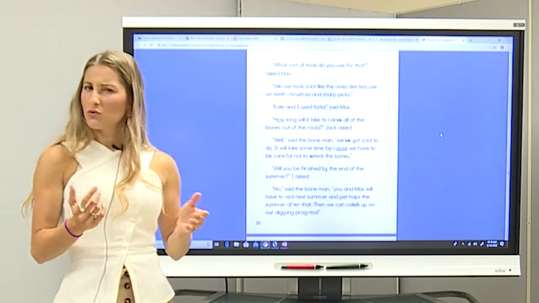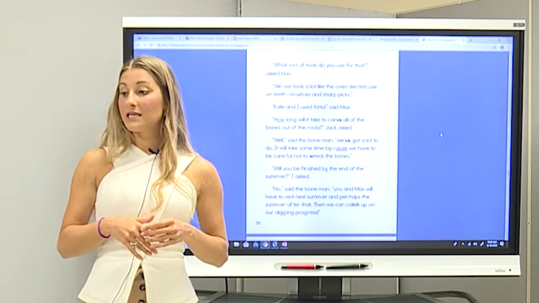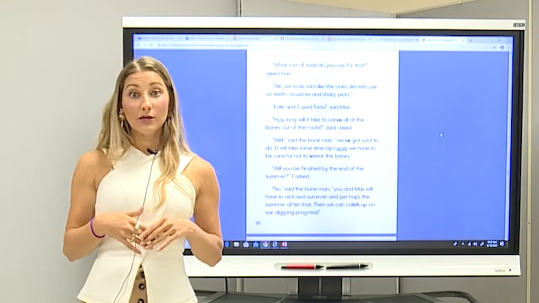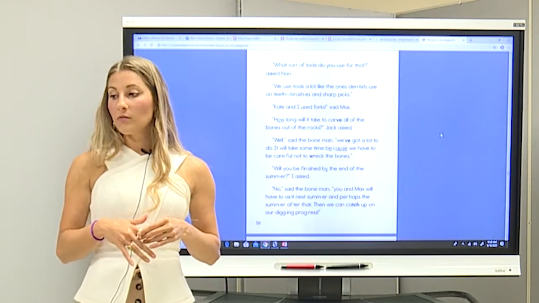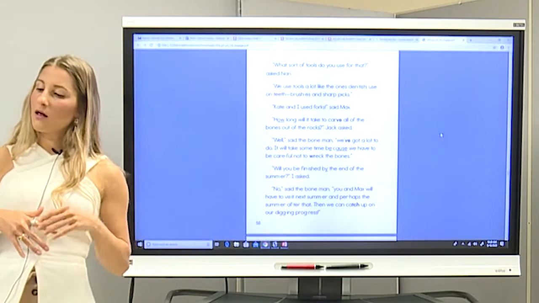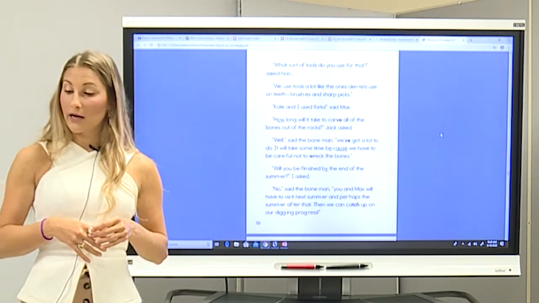What sort of tools do you use for that? asked Nan. We use tools a lot like the ones dentists use on teeth, brushes and sharp picks. Kate and I used forks, said Max. How long will it take to carve all of the bones out of the rock? Jack asked. Well, said the bone man, we've got a lot to do and it will take some time because we have to be careful not to wreck the bones.